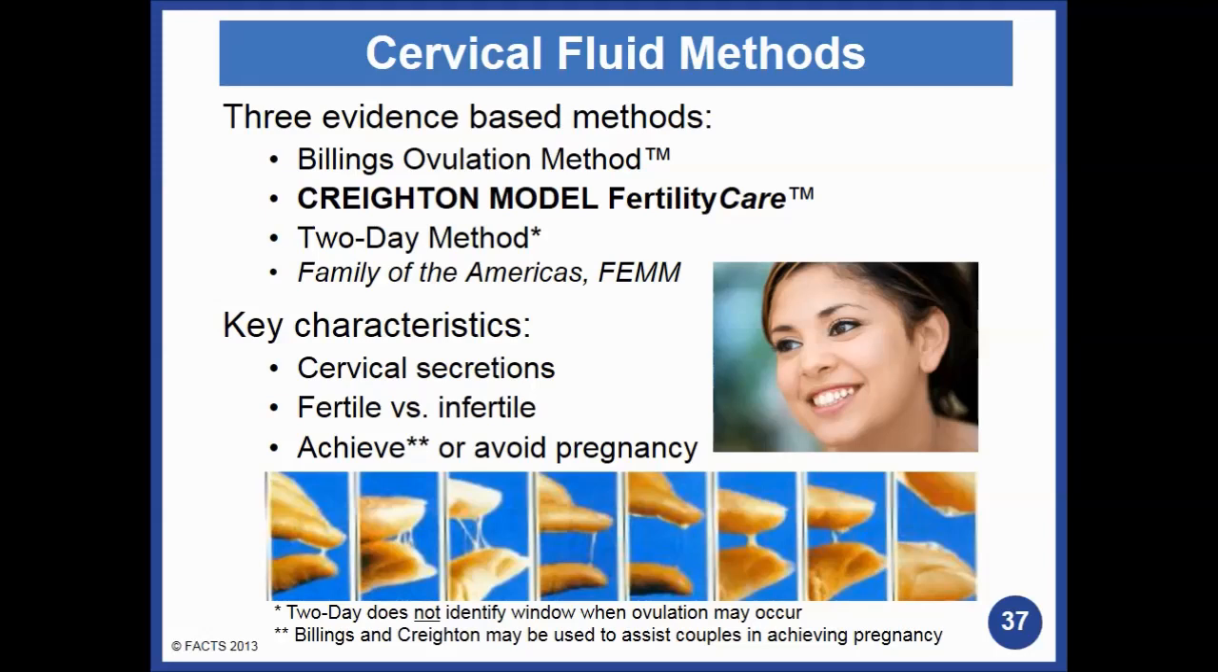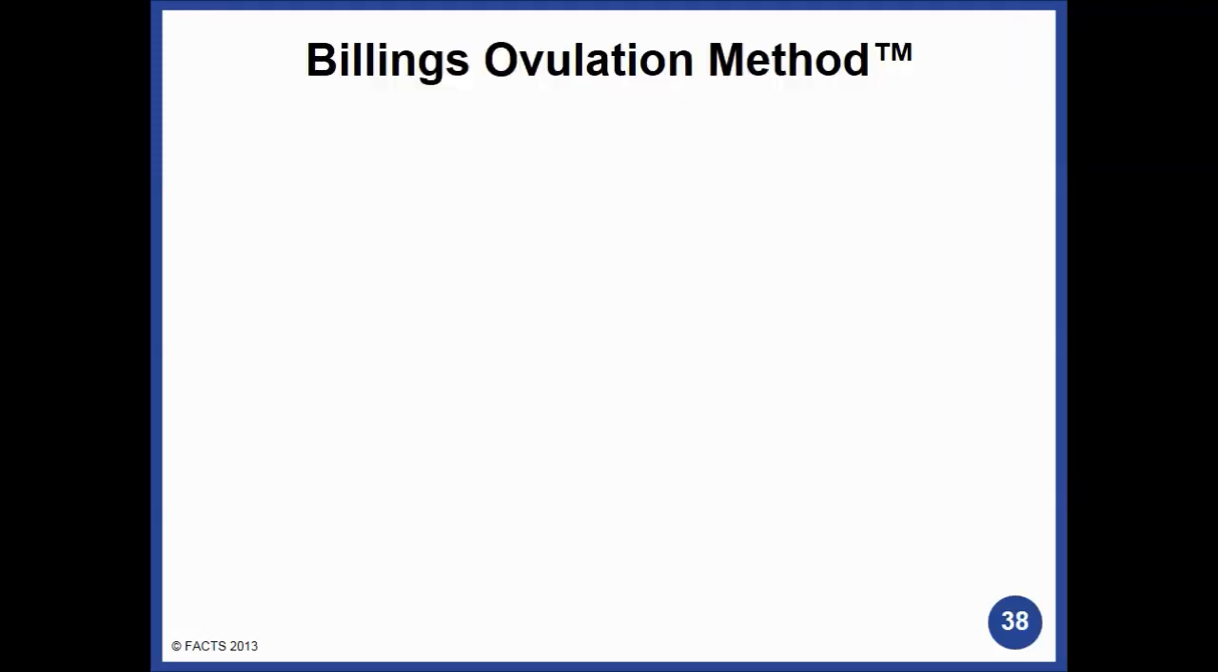However, the 2-day method does not necessarily identify when ovulation occurs, but Creighton model and Billings actually are much better at characterizing and consistently predicting ovulation. And these, of course, can be used for both avoidance and achieving pregnancy.